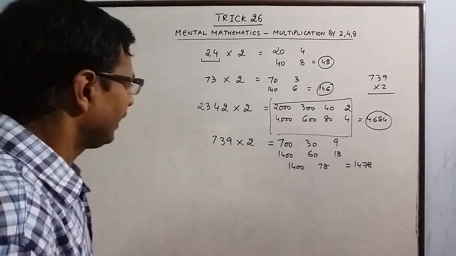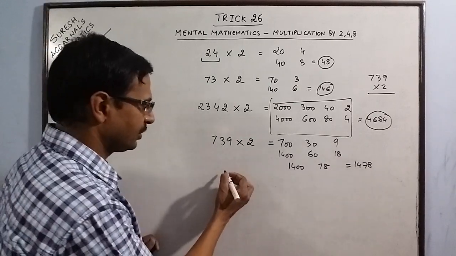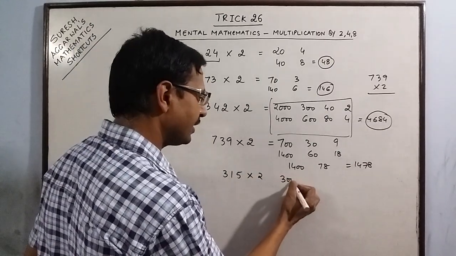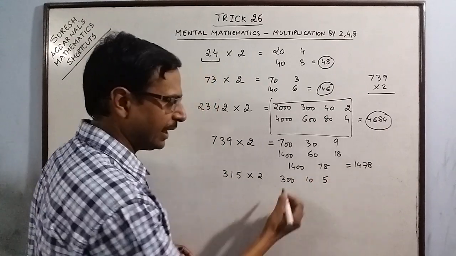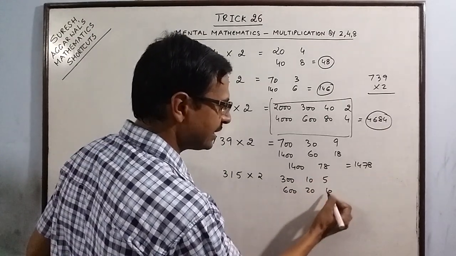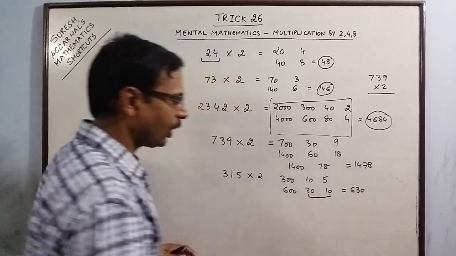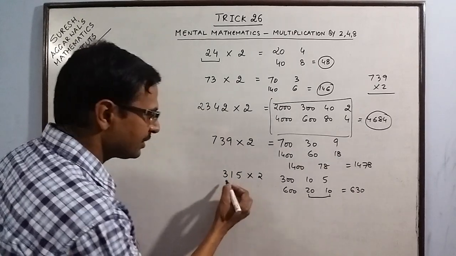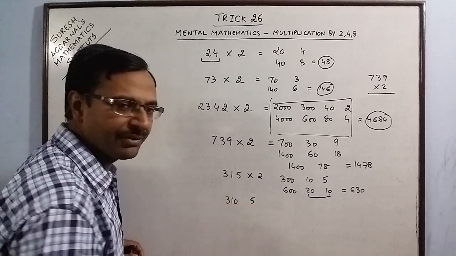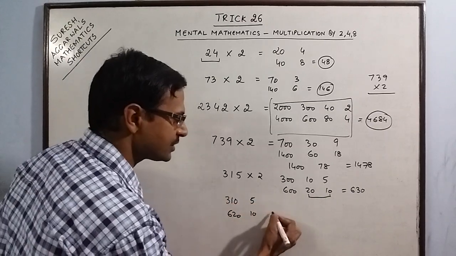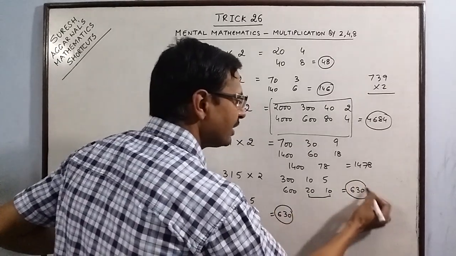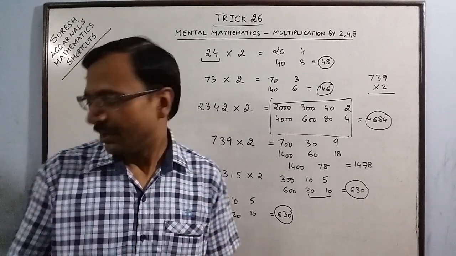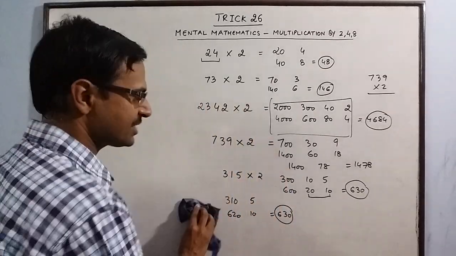Now, this method, now suppose I have 315 into 2. You can call it three hundred, fifteen and arrive at the result 600, 10, this is 30, so 630. Or you can break it further. When you know a method, you can experiment with the method also. Like you can call it three hundred ten, five, so 620, 10, so 630. So you can break the number as per your convenience, your thinking. Now similar observations can be made when you are multiplying numbers by 4. I'll just rub this off.